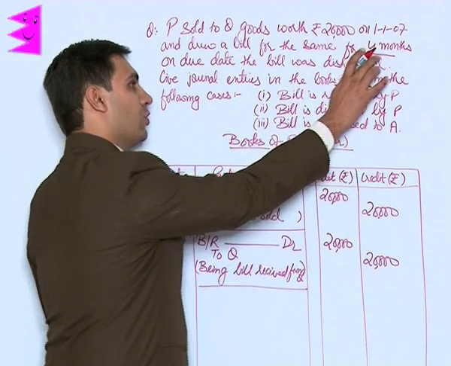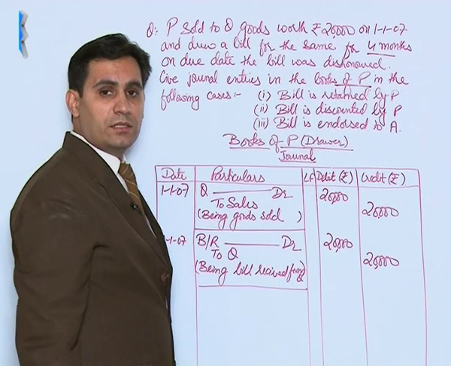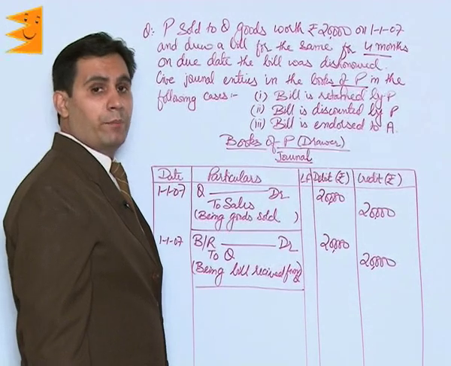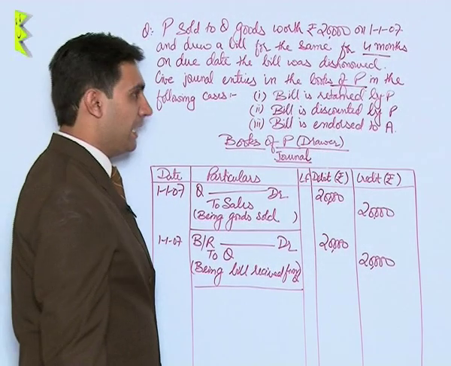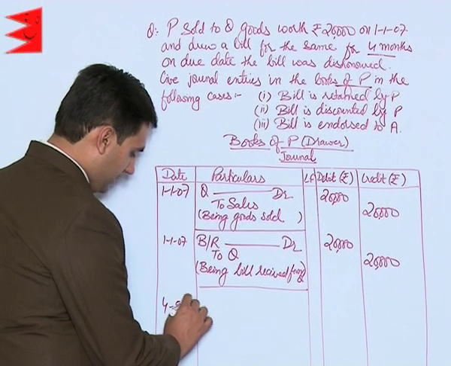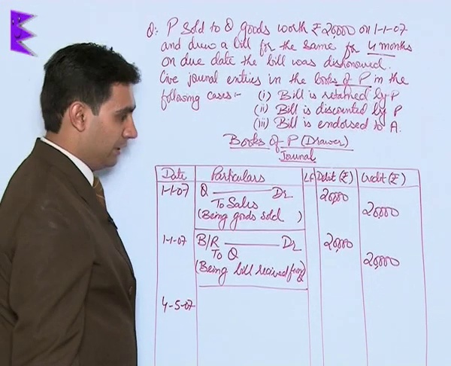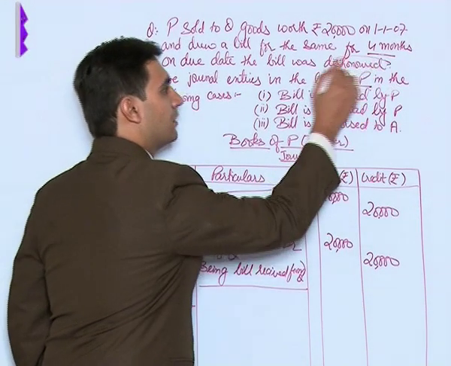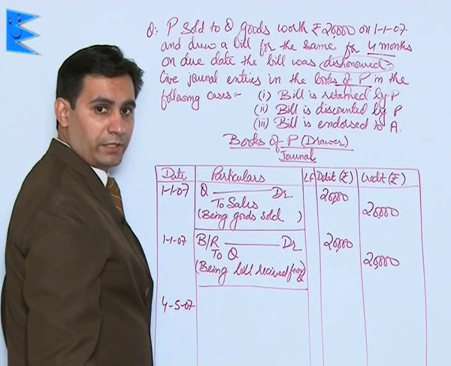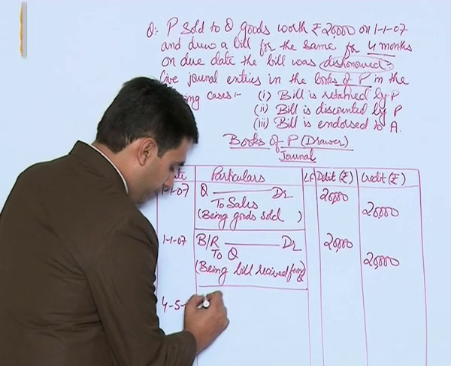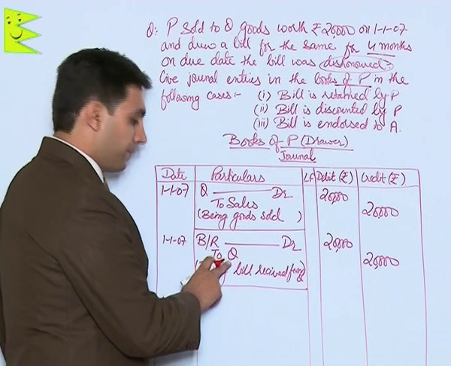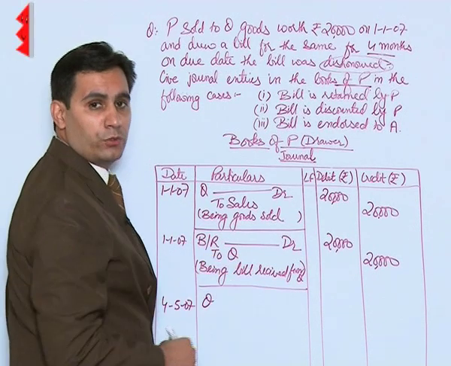Now students, this bill was for 4 months. That means it should mature on 1st May 2007. But according to law, 3 days of grace period would be added. That means it would mature on 4th May 2007. That is 4/5/2007. Now on this date, the bill was dishonored. That is, Mr. Q refused to make the payment. So again, this entry would be reversed. That is, bill receivable would be cancelled and the amount payable by Q would be restored back to his account.